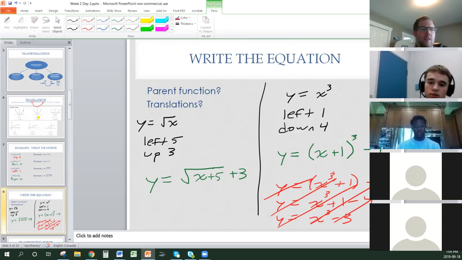That the parent function needs to cover the entire, like any translations left and right need to be within the brackets. It's sort of like with this square root, that the line of the square root actually has to cover that +5. Okay.